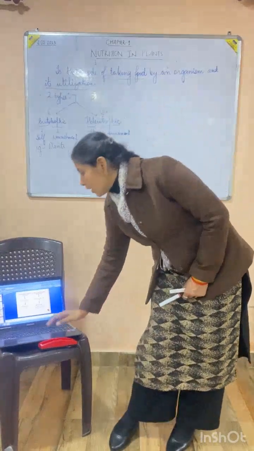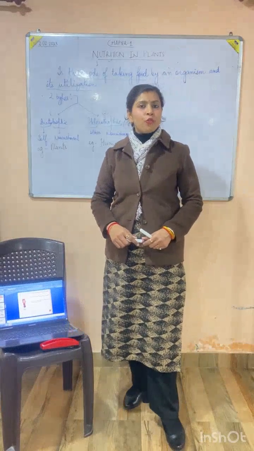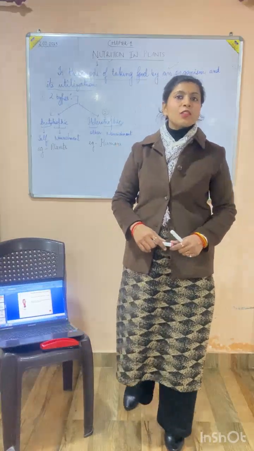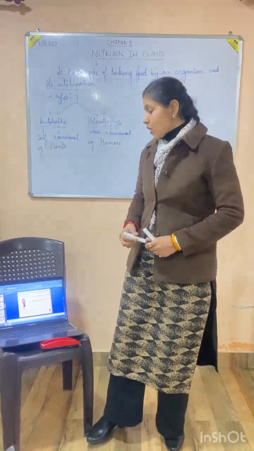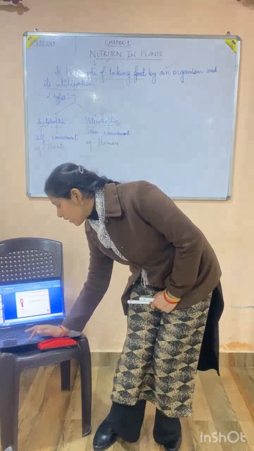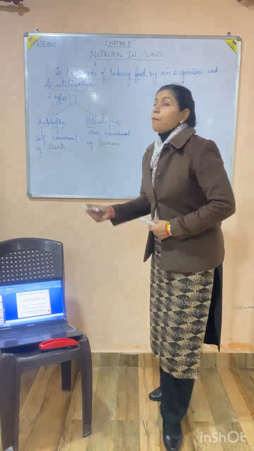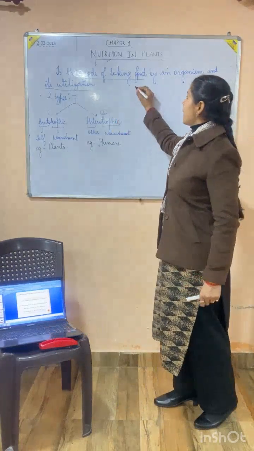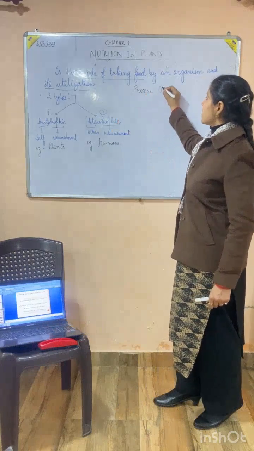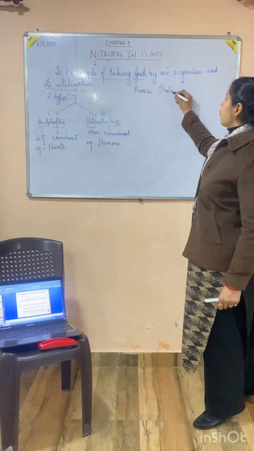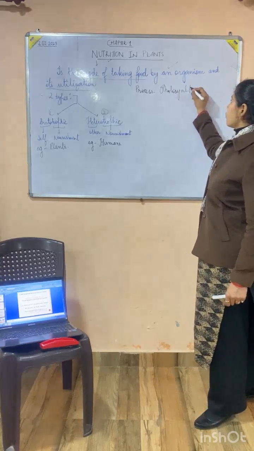Right? Now, let us find out how plants prepare their own food. Do they require any other source? Let us find out. As I show in this diagram, plants make their own food by the process called photosynthesis. Yes, photosynthesis. Can anyone explain what is photosynthesis?